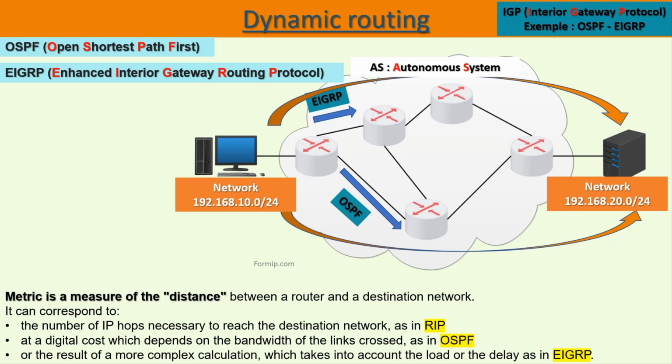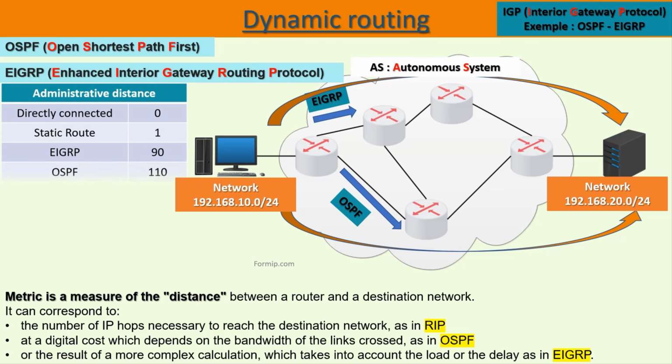When two routing protocols provide information on the same destination network, the router must make a choice. You cannot use one EIGRP path and one OSPF path at the same time. The router will make that decision thanks to the administrative distance. The lower the administrative distance, the better. As you can see, a directly connected route has an administrative distance of 0. This is normal since it is directly connected to the router, so that is the most reliable thing.